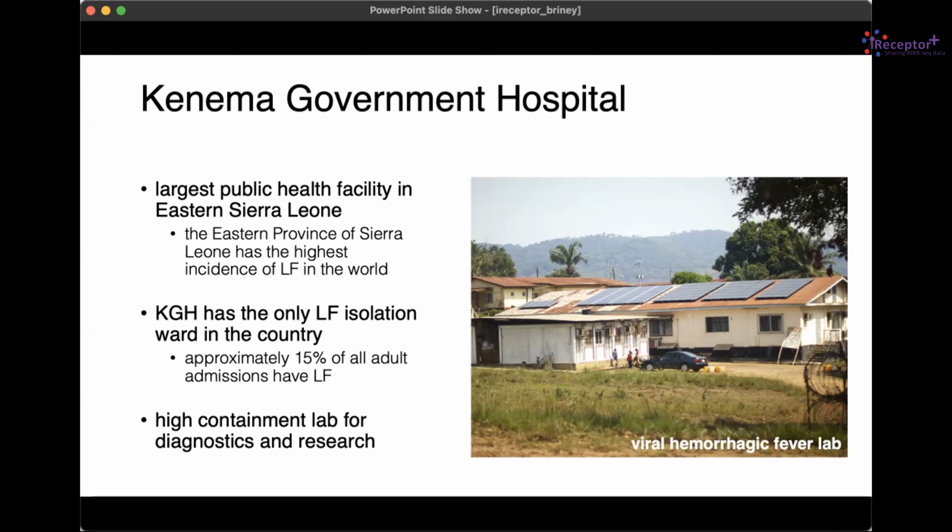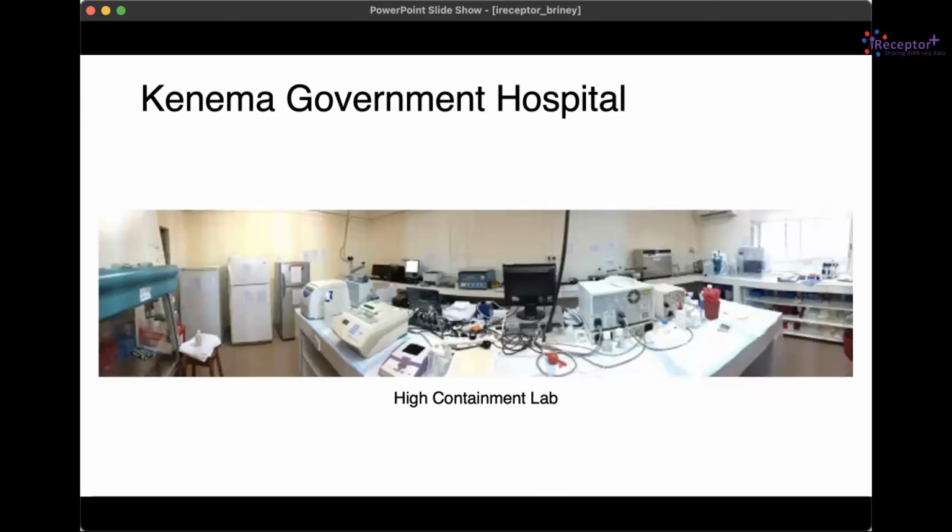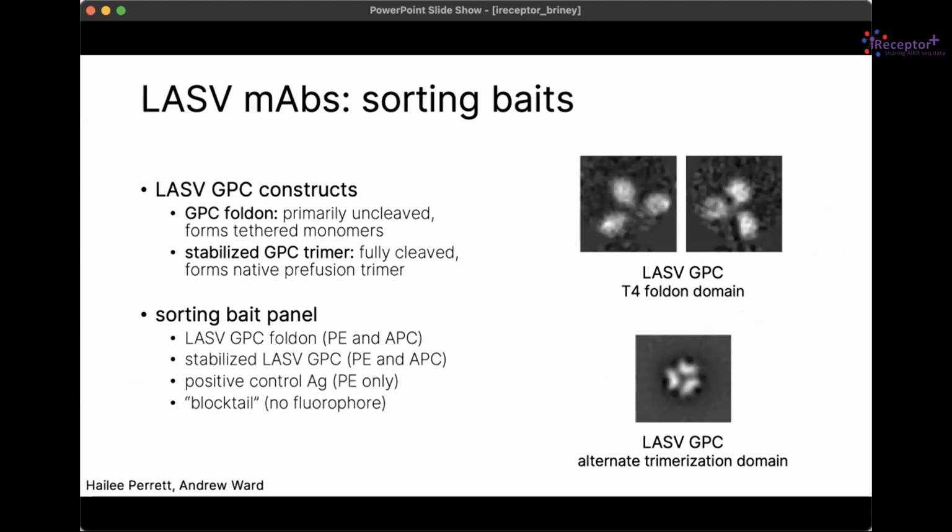And we also have located here a high containment lab, which is shown here. This is kind of a wide picture of the hot lab at KGH, which is where we did a lot of this work. So working with Andrew Ward and a graduate student in his lab, Haley Parrott, they've developed a stabilized version of trimeric Lassa GPC.